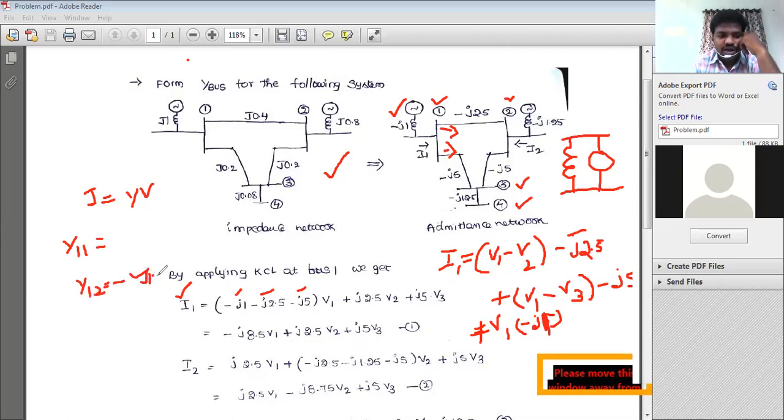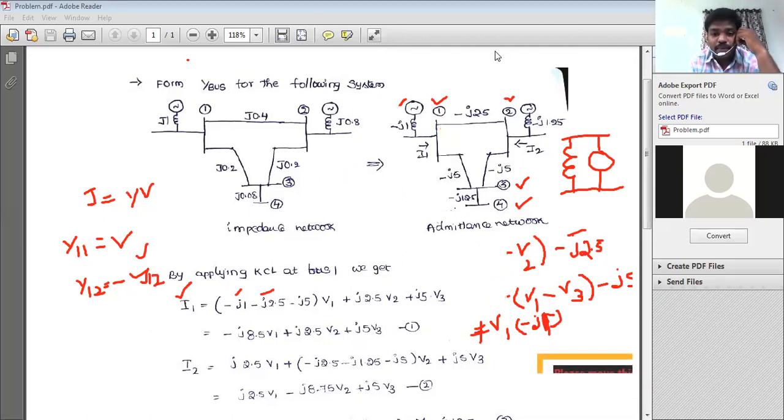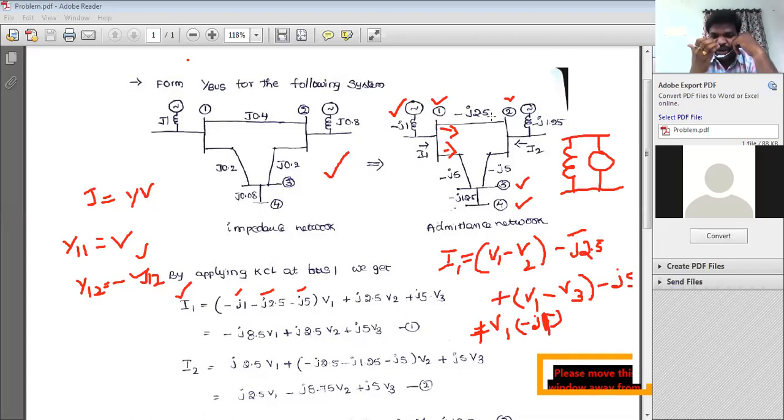So what is the difference between this one and this one? Obviously, you don't have any negative sign here. But in the case of mutual admittance, you will have a negative sign here. That is the only difference. So directly we are adding all the admittances which have been connected to bus number 1. Please try to understand the name, direct inspection method. What do you mean by direct inspection method? Just take a look at that particular network, and obviously we can write the algebraic equations.